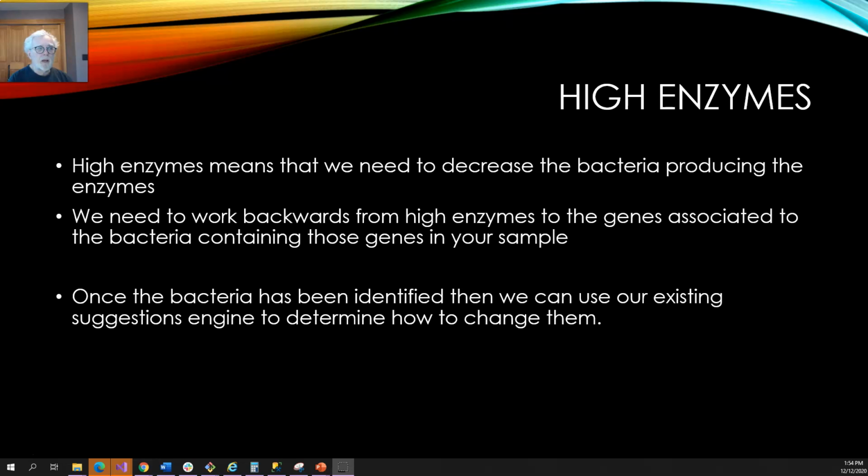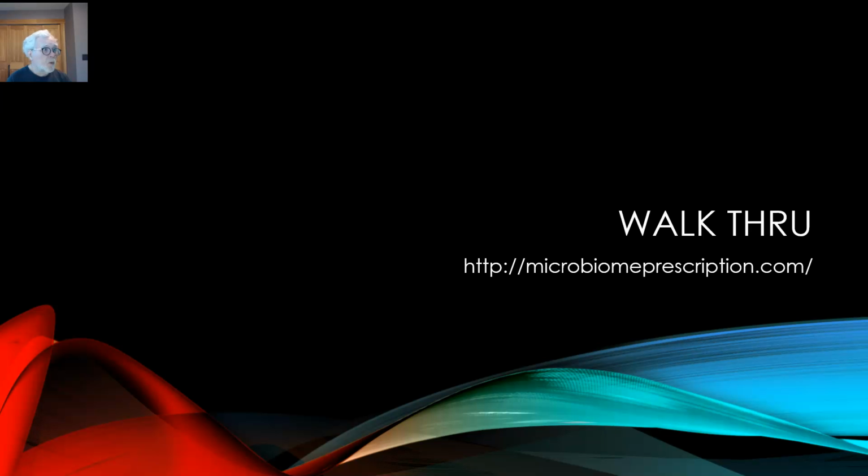And generally we find that certain ones seem to be really dominant compared to other ones. So those are the ones we really want to reduce. Once we have identified the bacteria which we want to reduce, we have our bad apple, if you wish. We can use our existing suggestion engine to determine how to change things. So that then takes us to the walkthrough, which we'll start in a moment.